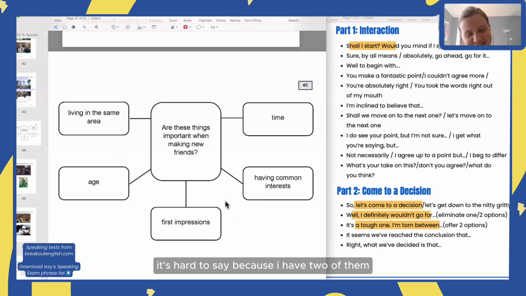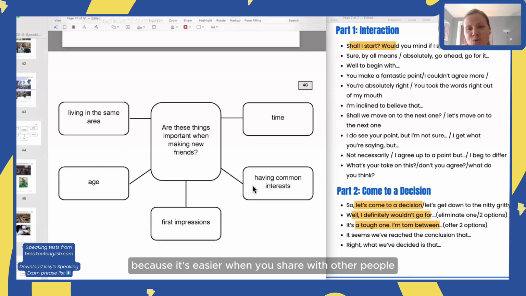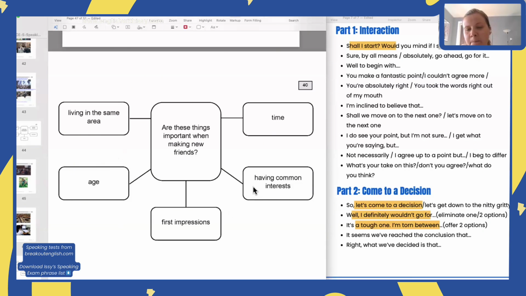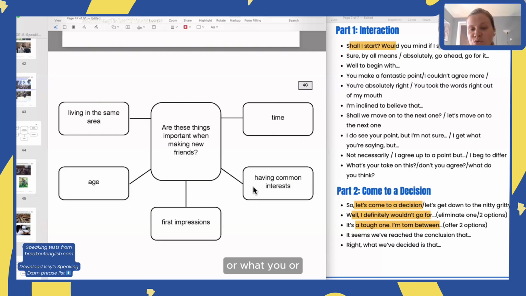It's hard to say because I have two of them, having common interests and living in the same area. But I think having common interest. But why? Because it's easier when you share with other people your hobbies and the things that you are interested in. It's easier to decide what you want to do and how you want to spend your free time, for example, or what you would like to do on weekends if you have common interests.